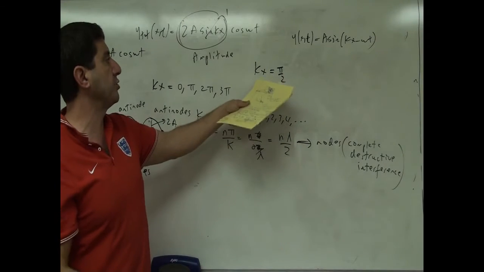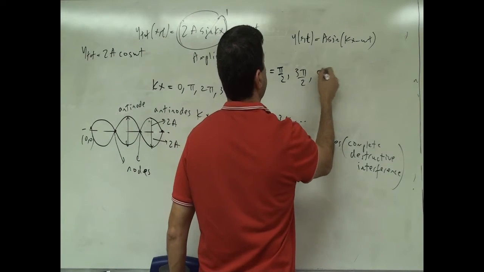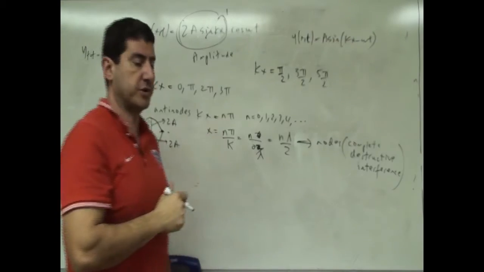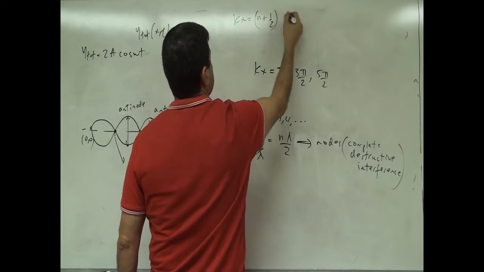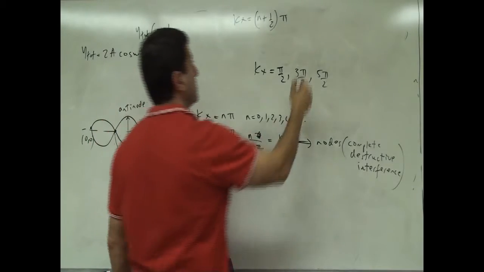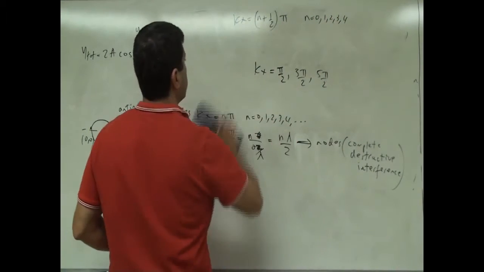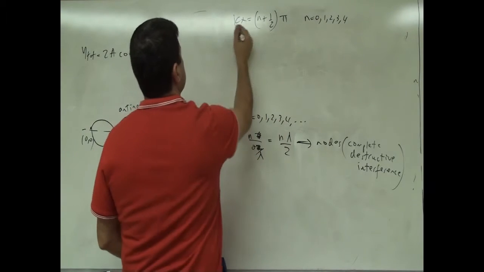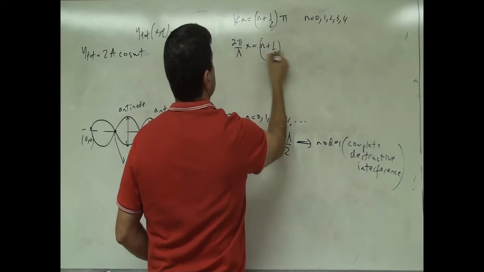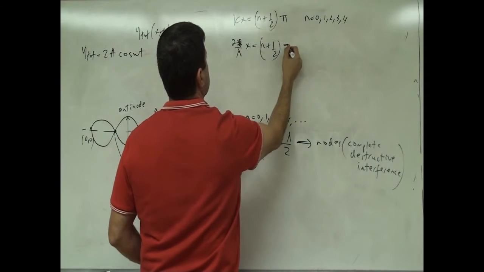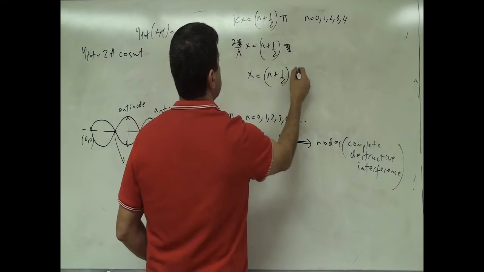So the requirement for antinode is kx is pi over 2, or 3 pi over 2, or 5 pi over 2, and so on and so forth, right? So how can we generalize that then? n plus a half times pi, where n equals 0, 1, 2, 3, 4. And we can put here k is equal to 2 pi over lambda. And then the pi cancels, and then we have here x is equal to n plus a half times lambda over 2.